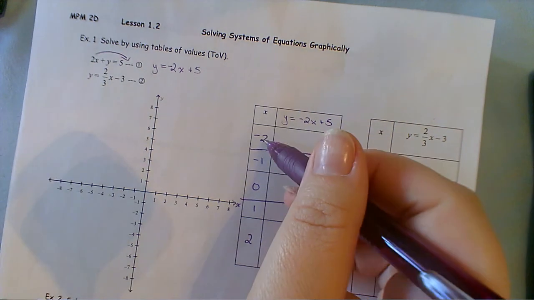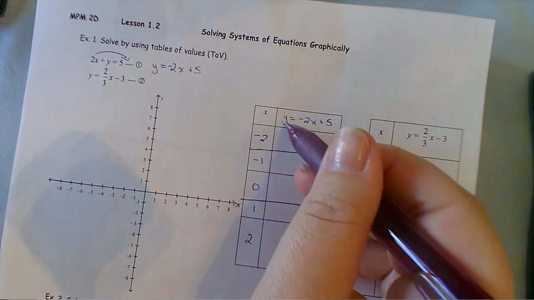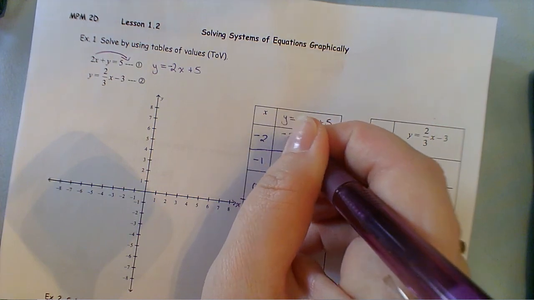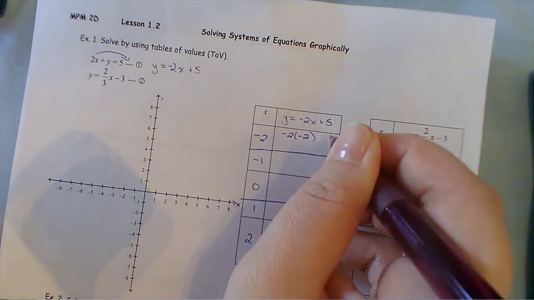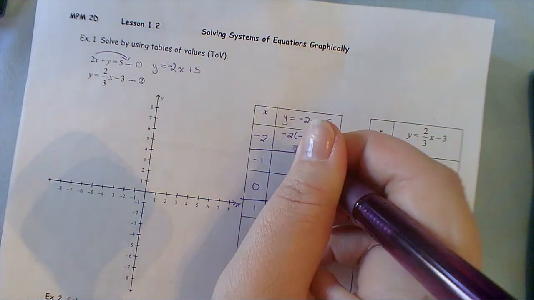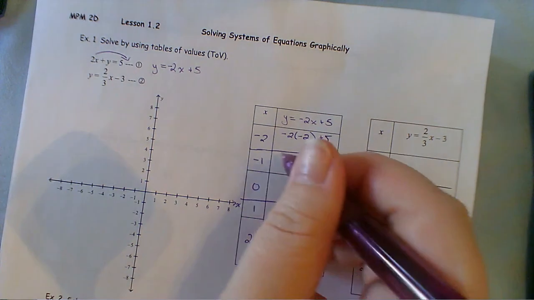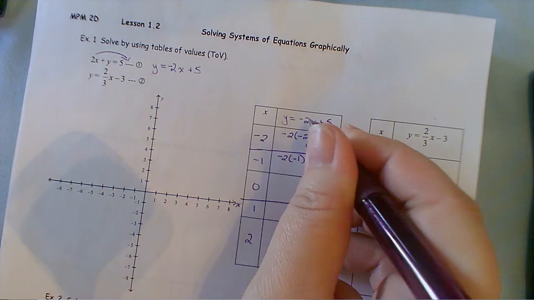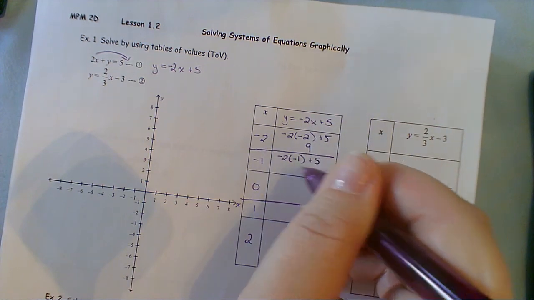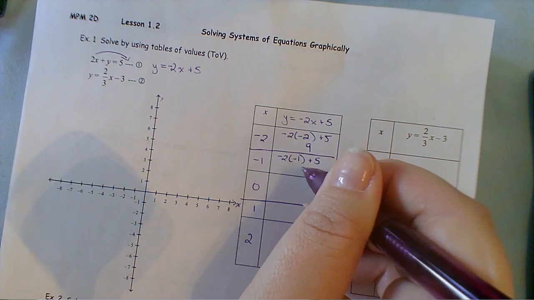Now what's going to happen is we're going to independently sub in each one of these into our equation to solve for y. So we're going to do BEDMAS. -2 times the -2 that is now going to be x, and we're going to add 5. Multiply before you add. 4 plus 5, we're going to get 9 out of that. Next one, we're going to sub in -1 where we see the letter x. So -2 times -1, add 5. -2 times -1 is +2. +2 plus 5 is 7.